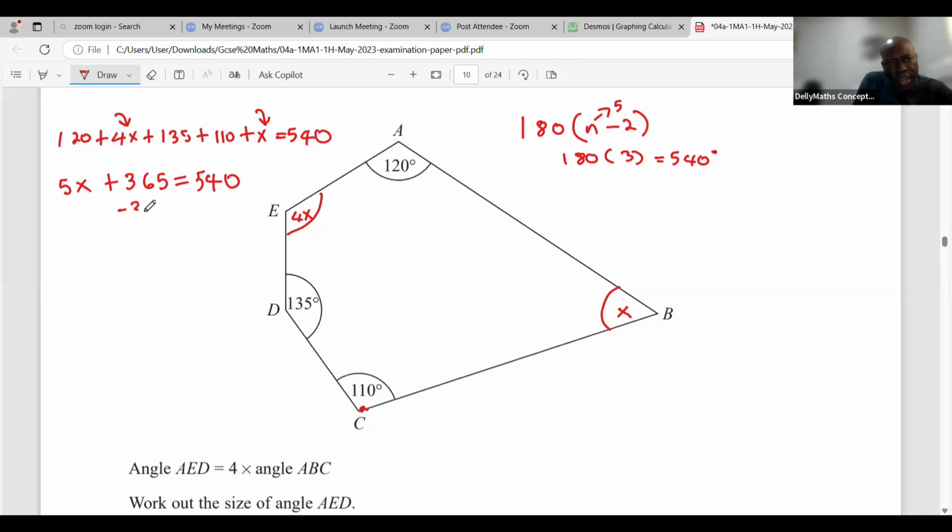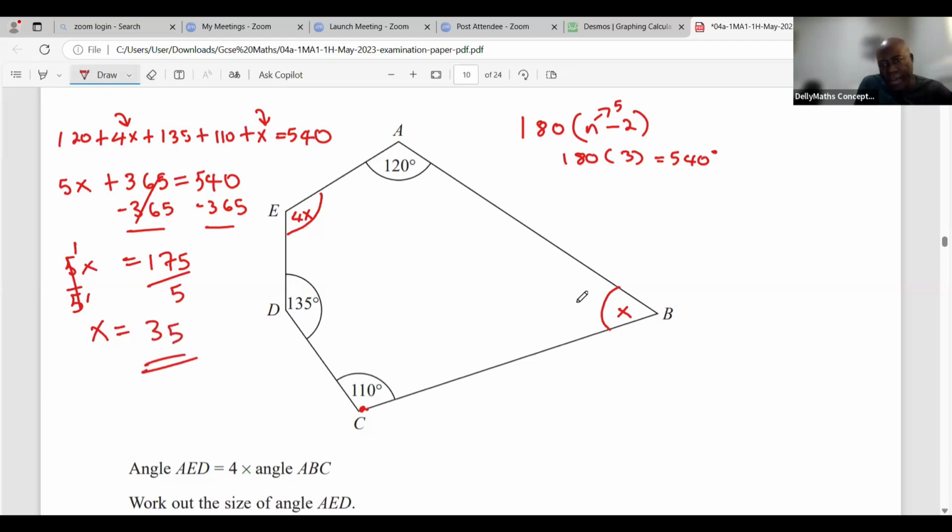This is equal to 540. So let us subtract 365 from both sides so that we could isolate our x term. So we'll have 5x, this is now equal to 175. If we divide both sides by 5 so that we could isolate the x, then we're getting 35. x is 35. This angle is 35 degrees.